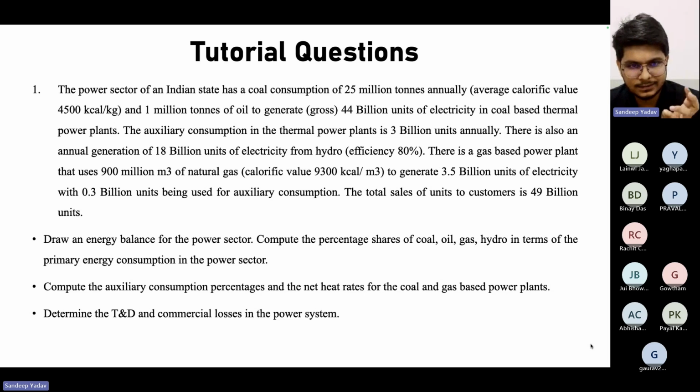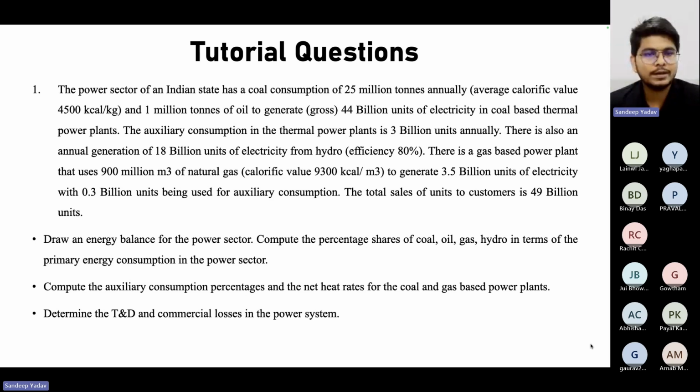So here we have seen there are three systems. One is the coal-based power plant, one is the gas-based power plant, and the other is the hydro power plant. The total sales of units to the customer is 49 billion units. Now we have to draw the energy balance for the power sector, compute the percentage shares of coal, oil, gas and hydro in terms of the primary energy consumption in the power sector. Compute the auxiliary consumption percentage and the net heat rates for the coal and gas power plants, and determine the transmission, distribution losses, and commercial losses in the power system.